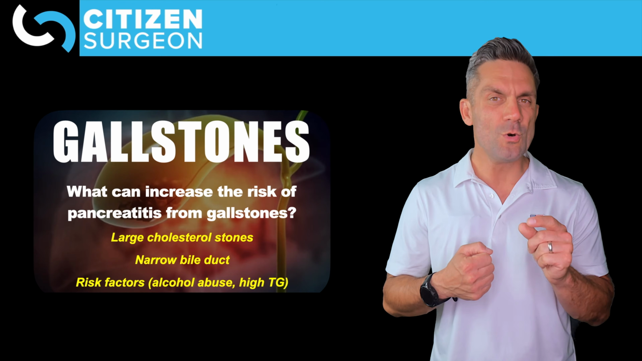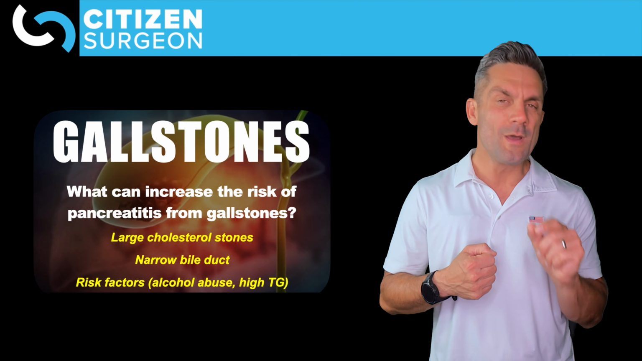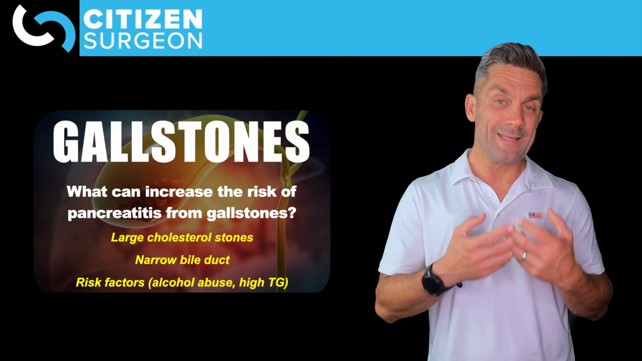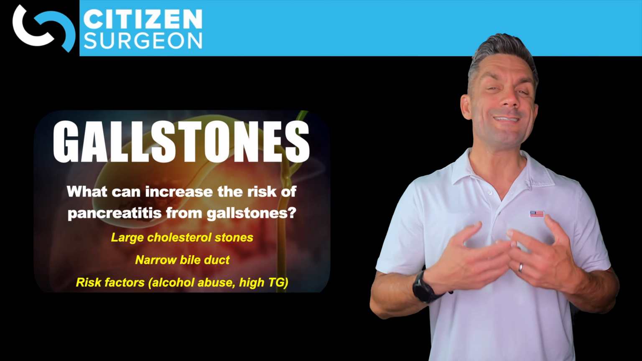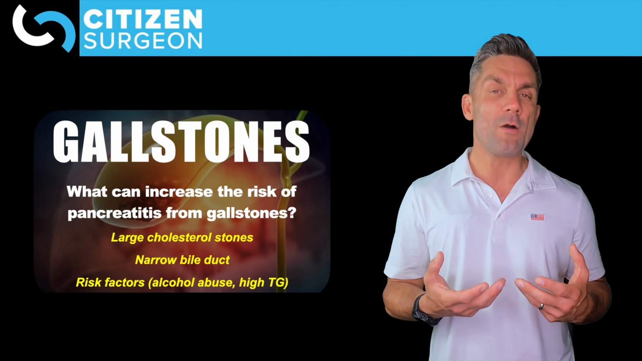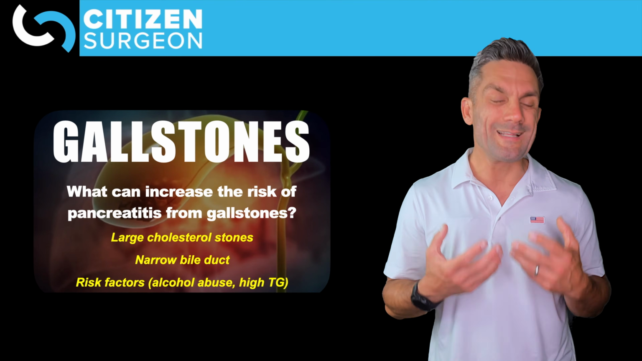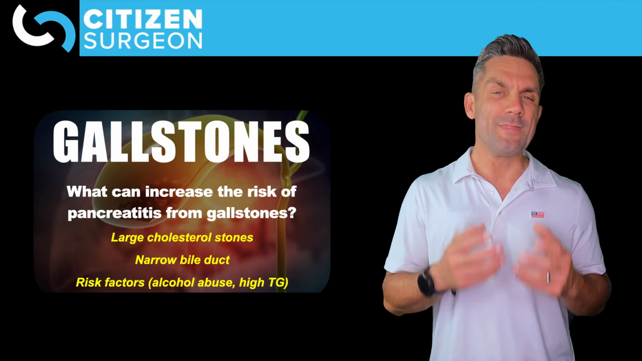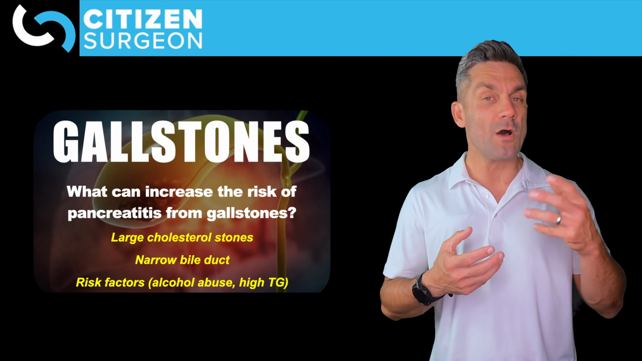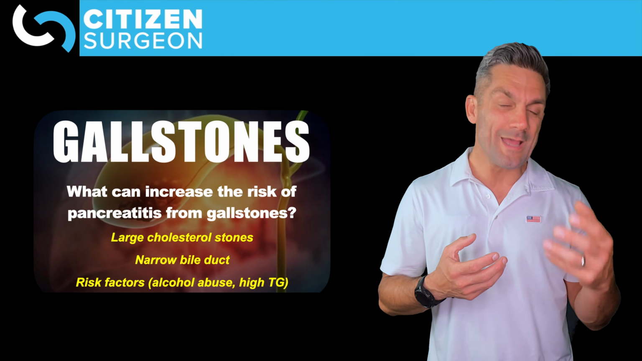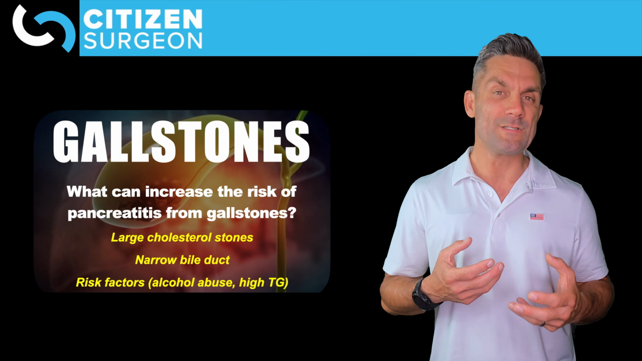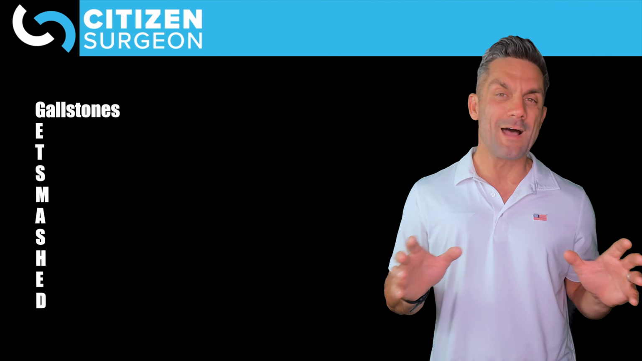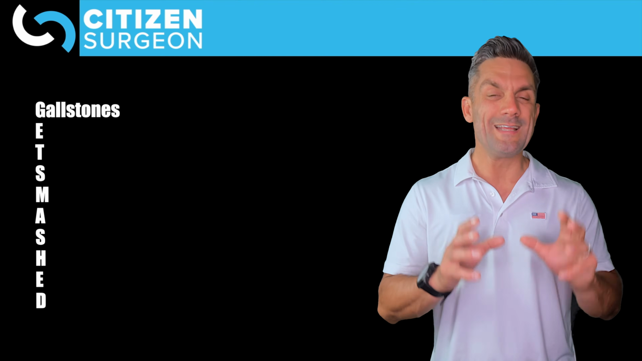Two is if they have a narrow common bile duct, so a stone is more likely to become obstructed in a narrow duct. And three is if they have a history of chronic alcohol abuse or hypertriglyceridemia and they already have an injured pancreas. So these are some reasons why a patient with gallstones may be at a higher risk of gallstone pancreatitis. So that's G. About 80 to 85% of all causes of acute pancreatitis are related to gallstones.